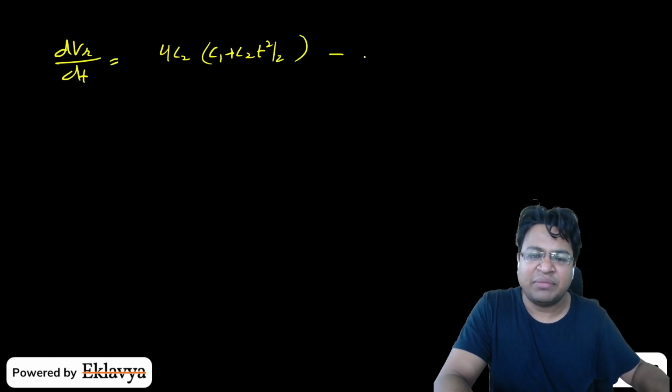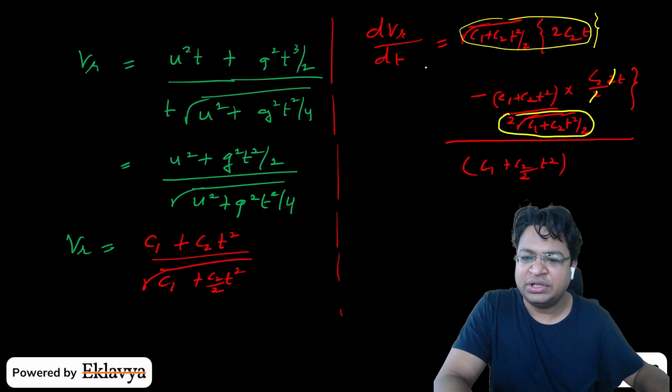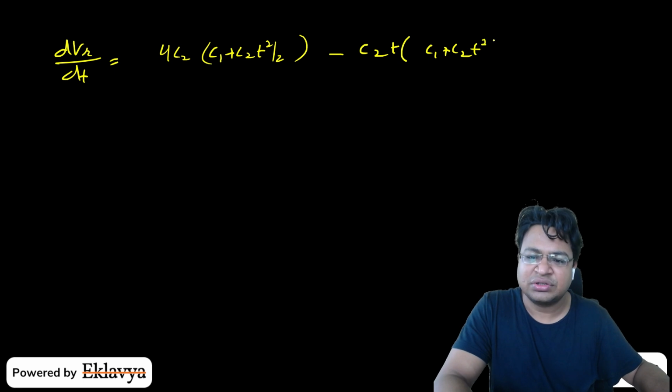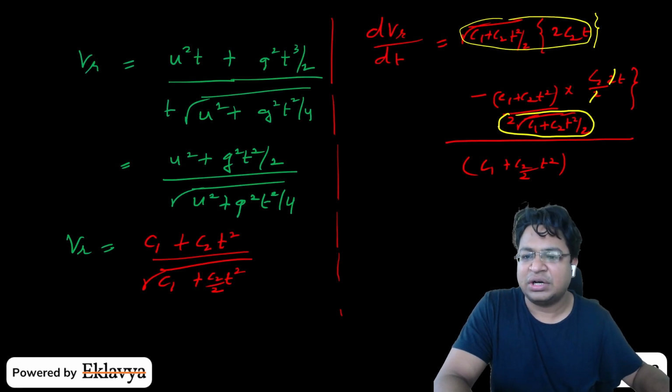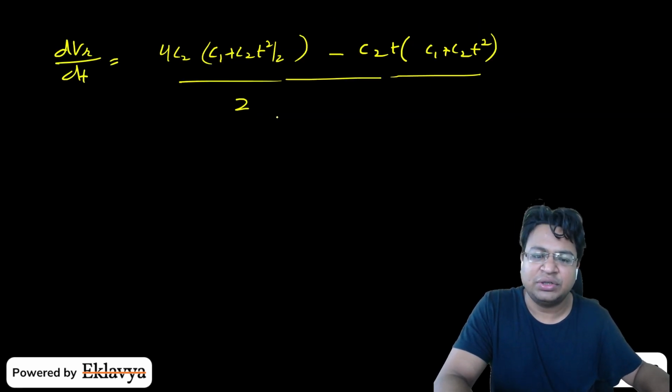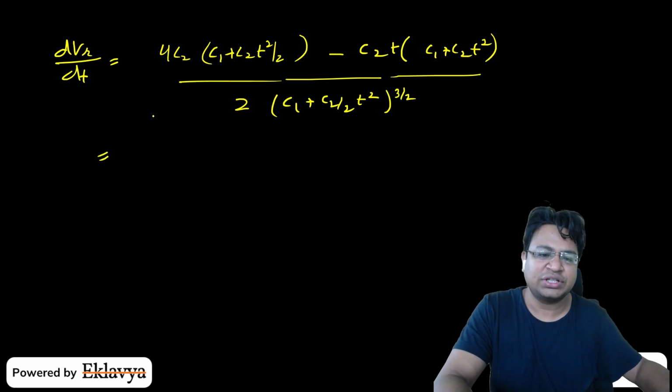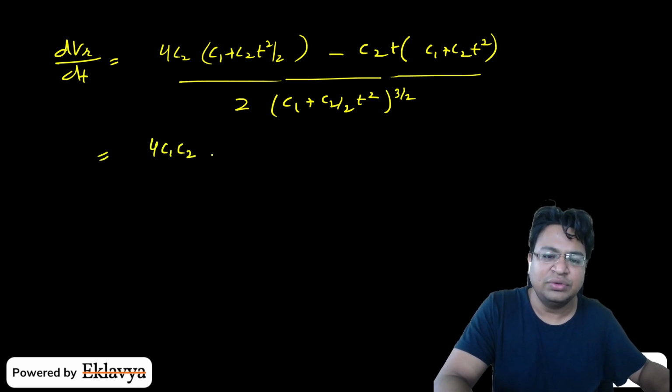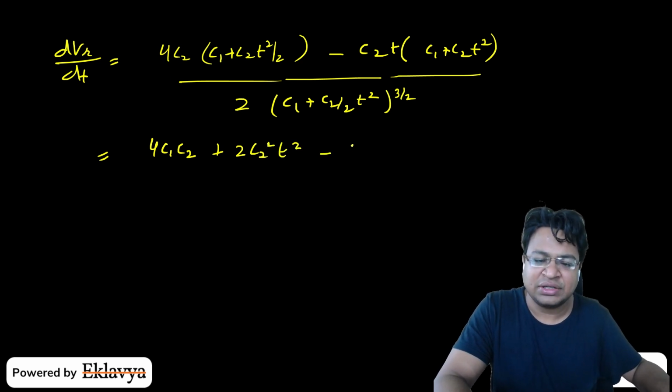Okay, and then we will have minus of C2T into C1 plus C2 T square. So this is our numerator. And what is the denominator? Denominator would be 2 times of this, so C1 plus C2 by 2 T square raised to power 3 by 2. So that is our denominator. So let's take the value of the numerator. So it becomes 4 C1 C2, and then plus 2 C2 square T square. Yep, that's correct. Minus C2 C1 T and minus C2 square T cube.